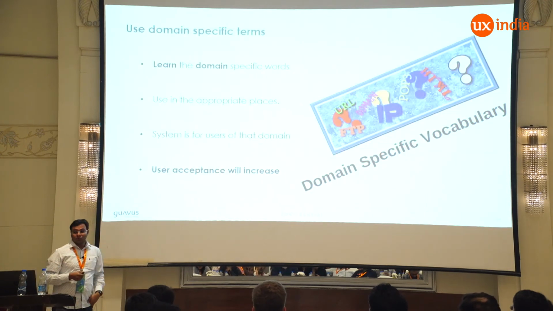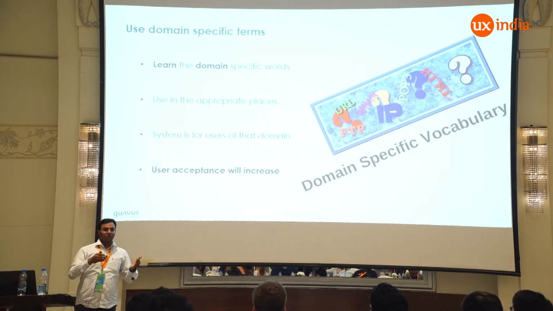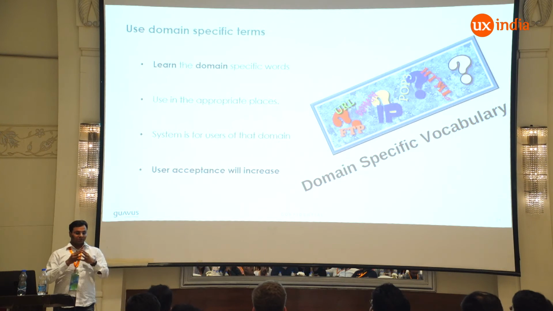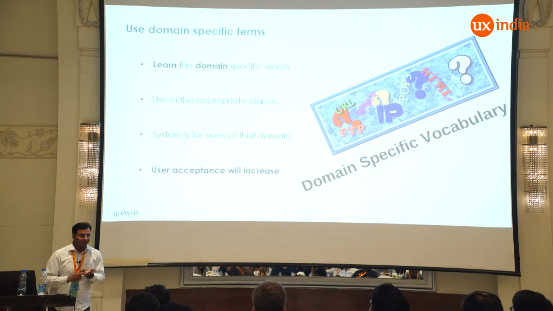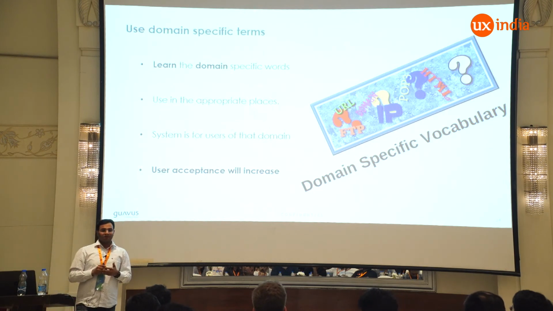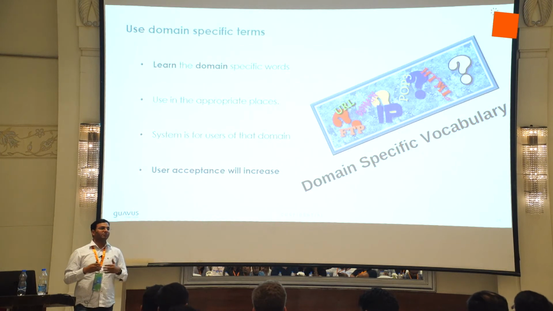Next is use domain-specific terms. I think this is one of the crucial points in big data, and I think it should be valid in other things also, because the system you're defining is meant for the users of that domain, not for us. So you have to make sure you use the right vocabulary for that domain and use it at appropriate places. This will give you user acceptance, as the user will accept your product easily. So user acceptance will automatically come into the picture.